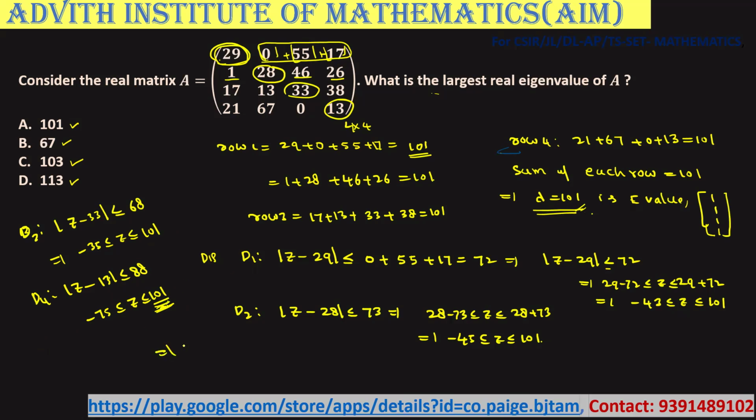So therefore the largest eigenvalue of A is equal to 101. So therefore option A is the true one. Next one.